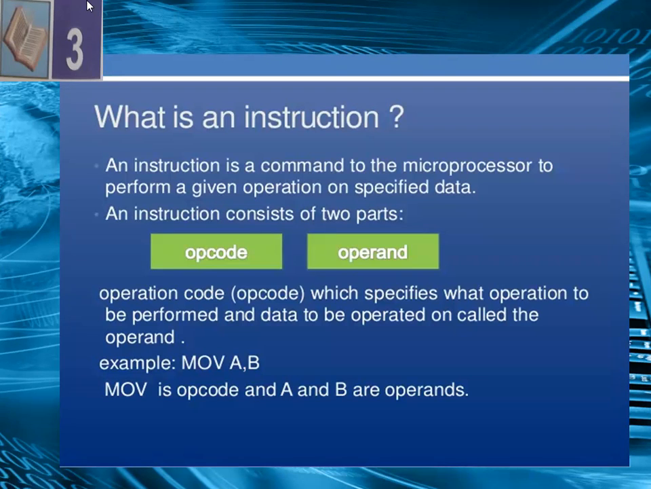Operation code stands for opcode. Opcode specifies what operation is to be performed, and the data to be operated on is called the operand. For example, MOV A, B. Here MOV is the opcode, and A and B are operands. Operands mean the data on which the operation will be performed. Opcode is an operation, so here MOV is the operation, and A and B are memory locations and operands on which the move operation will be performed.